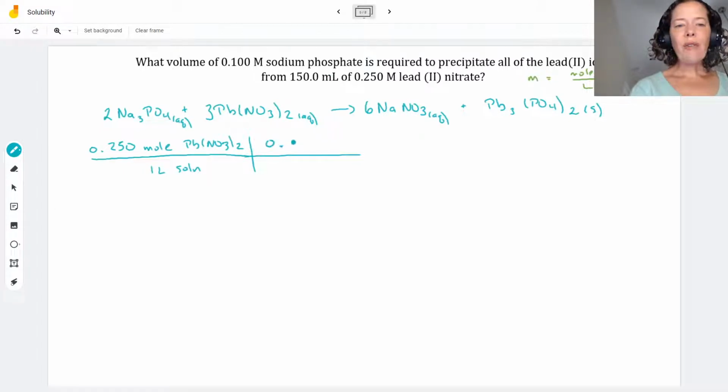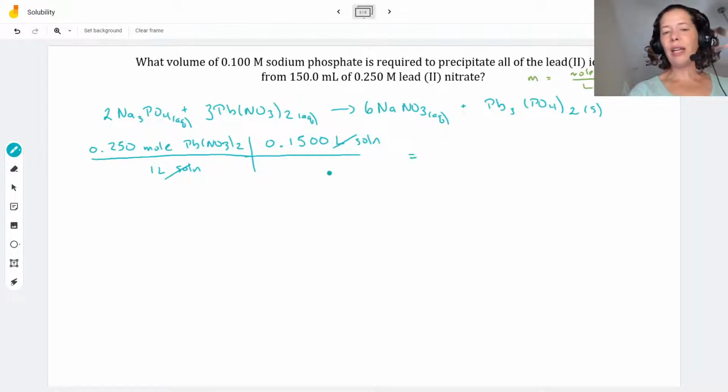So I have 150 milliliters, which is 0.1500 liters, and this is liters of solution. You can see that my liters cancel, and this will just give me my moles of lead nitrate. When I do that calculation, I get 0.375 moles of lead nitrate.